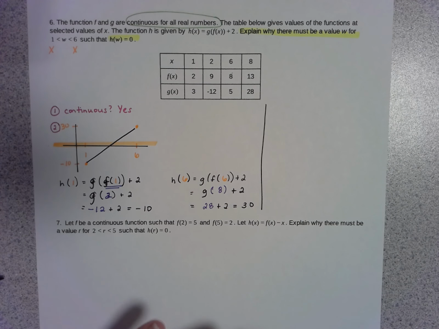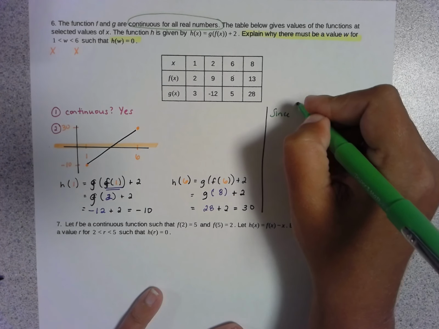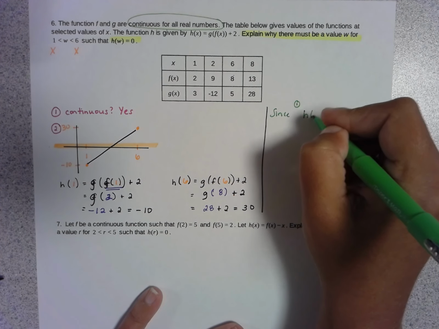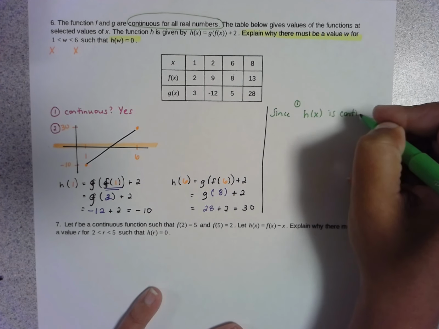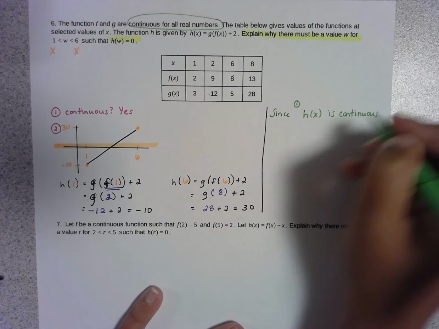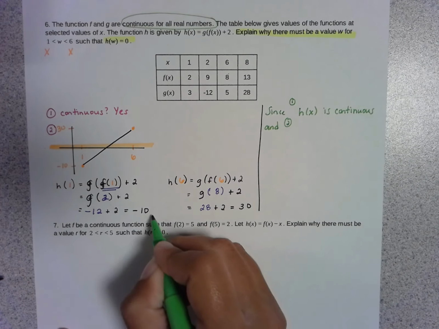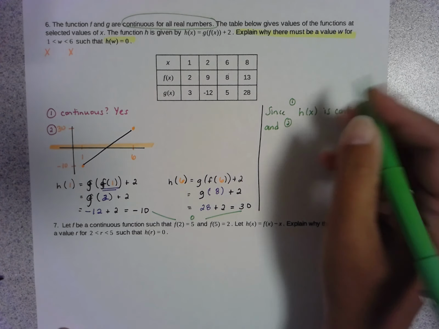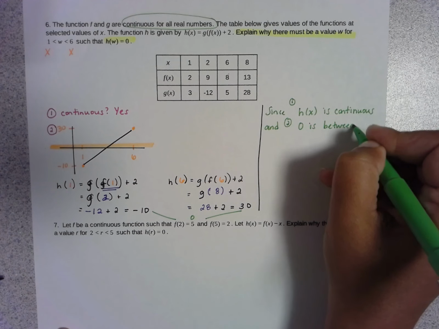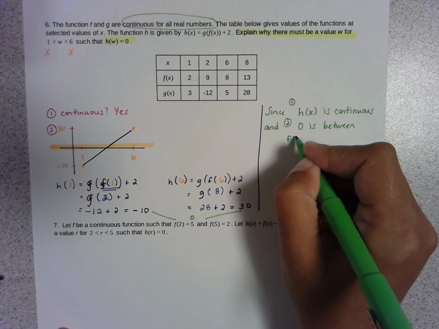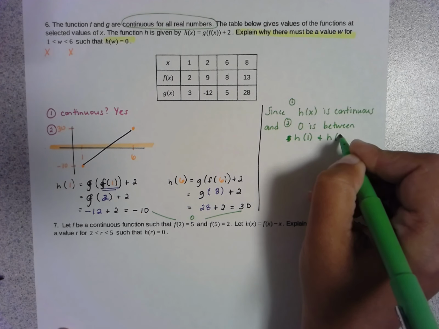First, we need to state that we satisfied both conditions. So we would say since, first of all, h of x is continuous, and second, the number 0 lives between these two numbers, which are, oops, not f, h of 1 and h of 6.